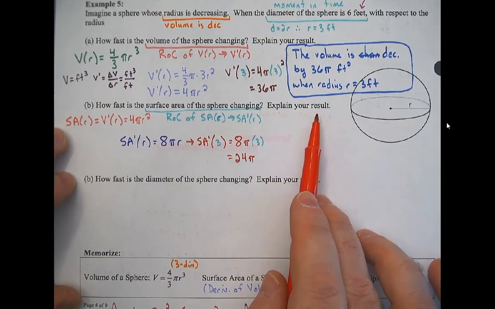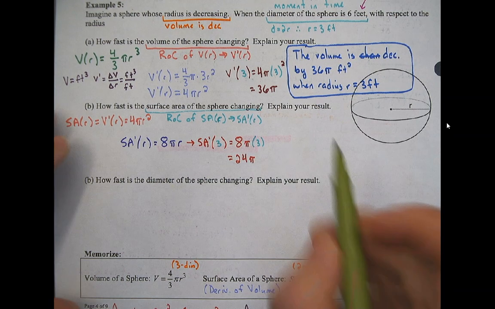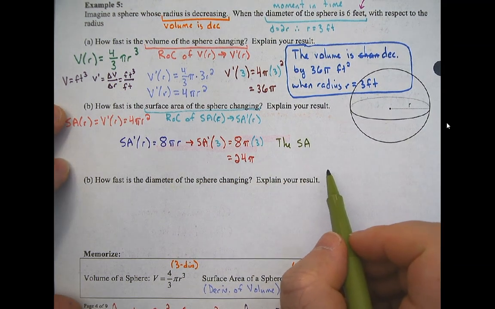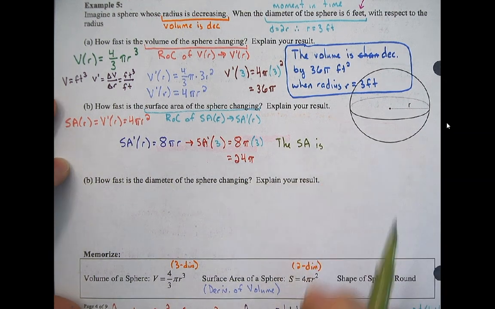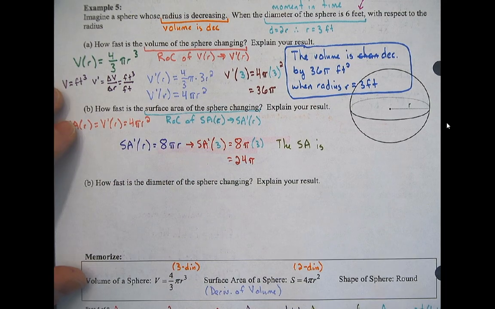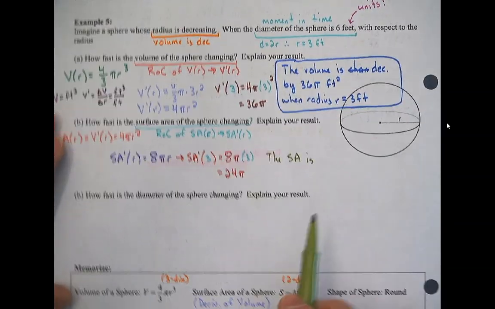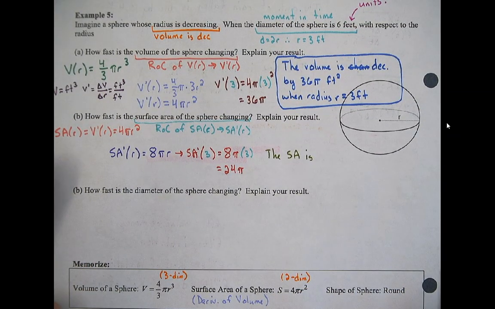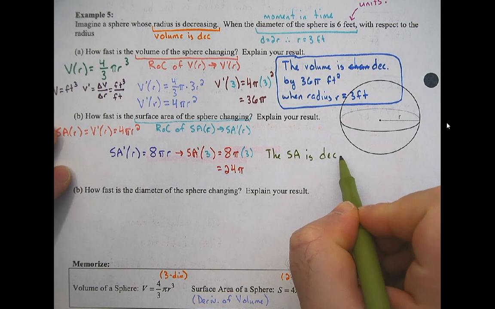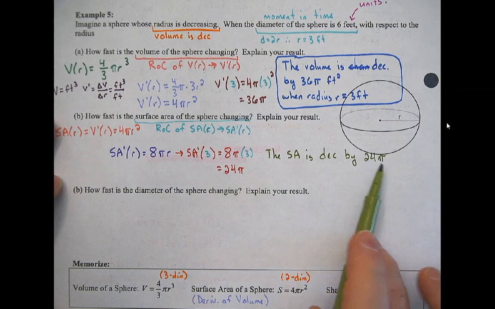Okay, so explain your result just means that we want to do a little bit of a write-up. The surface area is changing. You can just write changing if you want, but then you'd have to have a negative in front of this, because according to the story, if the radius is decreasing, think logically about what's happening, then the surface area is also decreasing. So the surface area is decreasing by 24 pi. Now I've got to figure out units here.